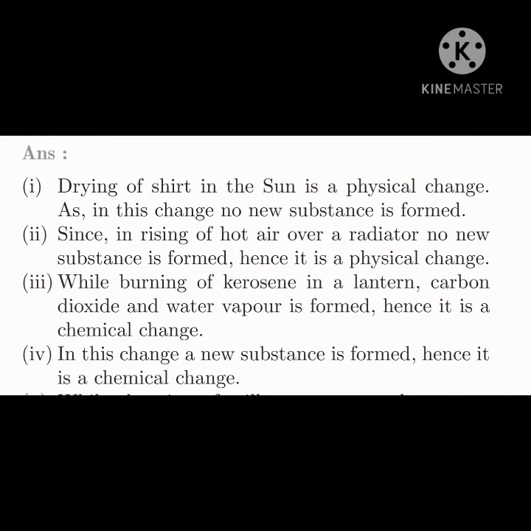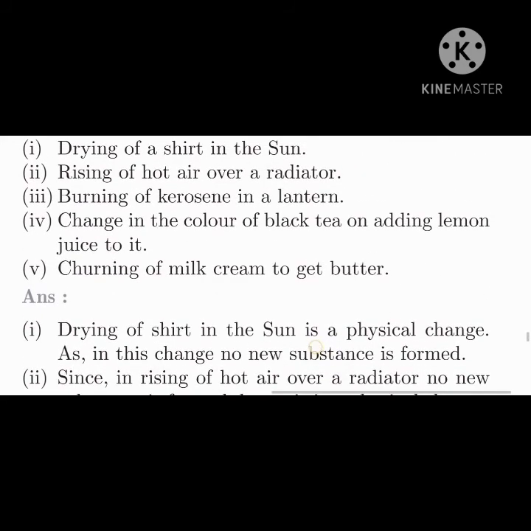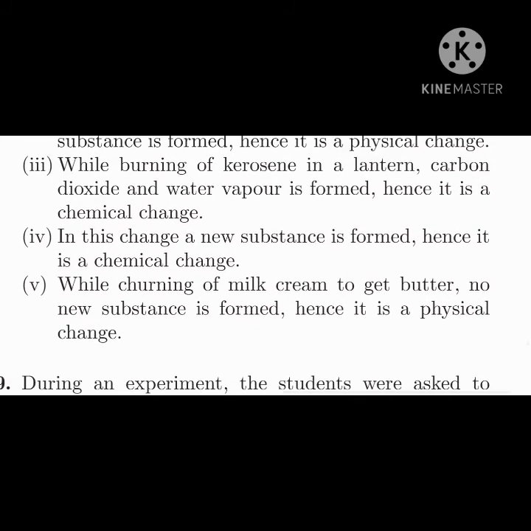While burning kerosene in a lantern, carbon dioxide and water vapor are formed. Hence it is a chemical change. So there is a formation of a new substance or product, that is carbon dioxide and water. So it is a chemical change. Next, churning of milk cream to get butter. So this is a physical change. There is no new substance formed. While churning milk cream to get butter, no new substance is formed, hence it is a physical change.